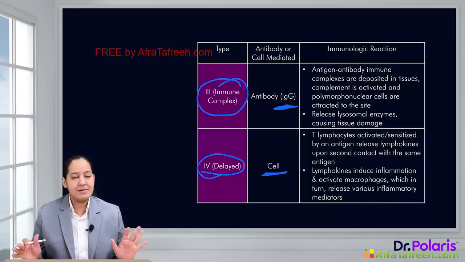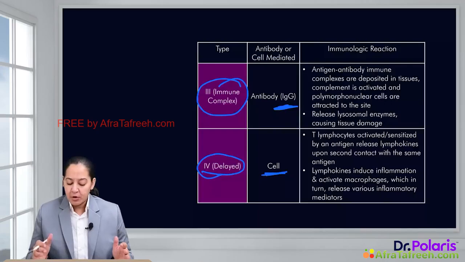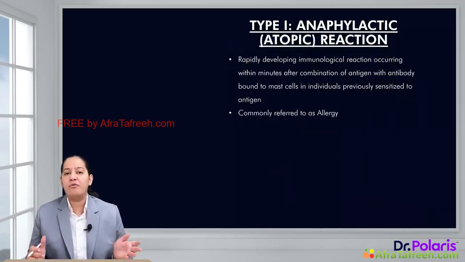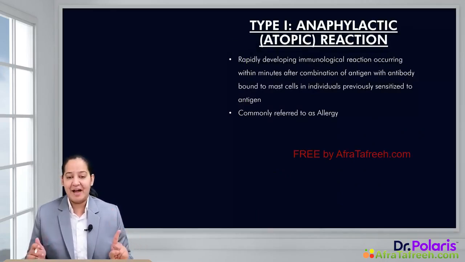B lymphocytes, plasma cells have no role. It is the delayed type. Now, I will be discussing the pathogenesis of all four one by one along with the examples in detail. Let me start with type 1 hypersensitivity.